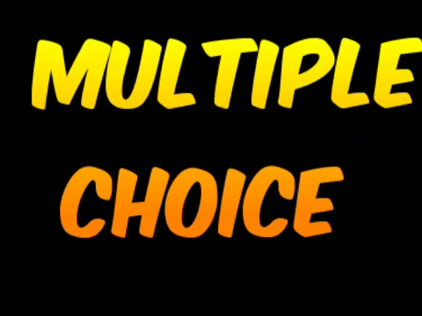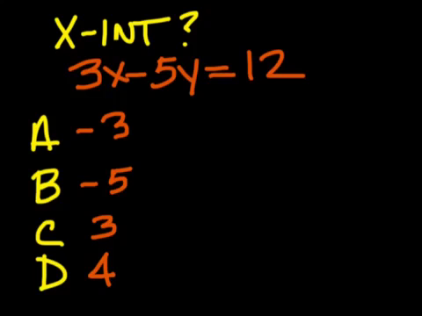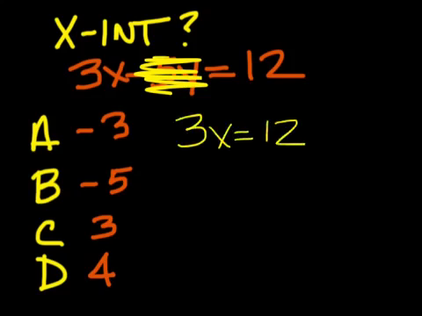Block letter only. Find the x-intercept. If you want the x-intercept, then eliminate the y term, because you're putting a 0 in for it. So you're left with 3x equals 12. Divide by 3 to get 4, and you must use a block letter, D.